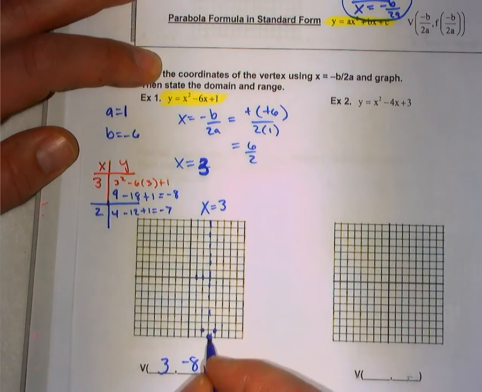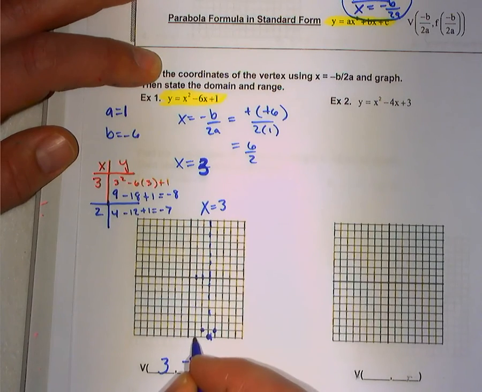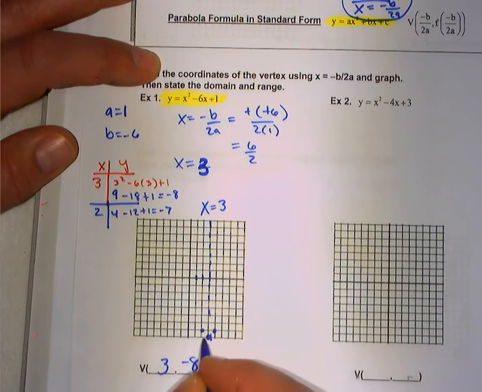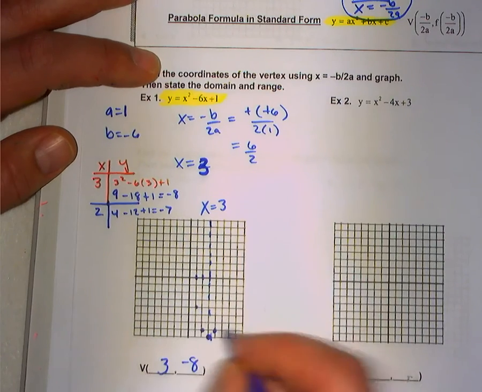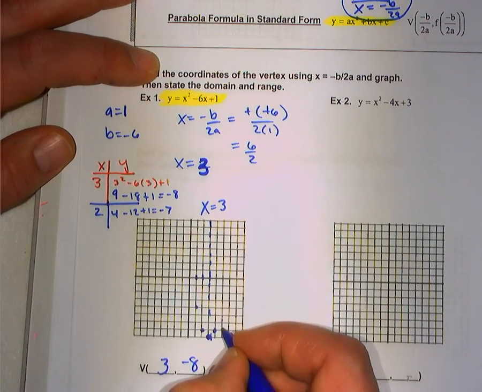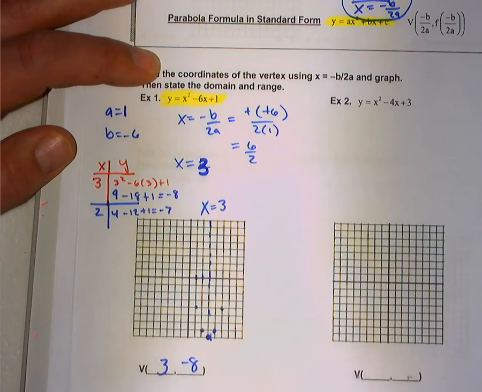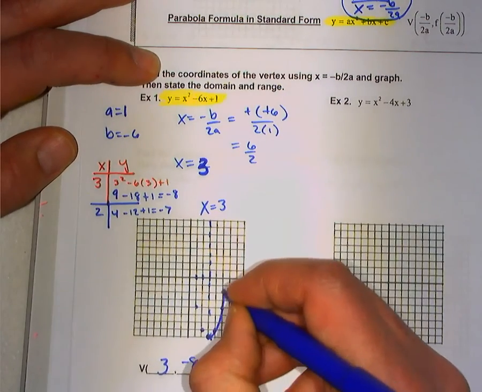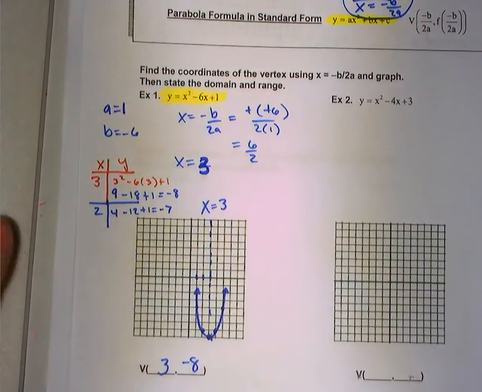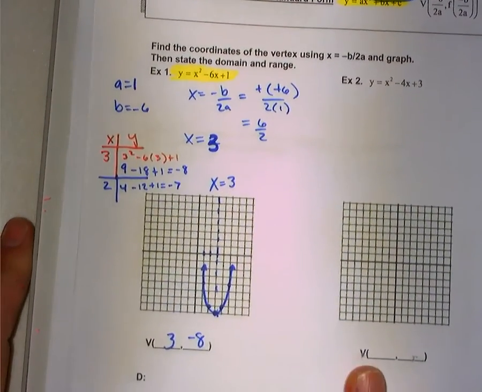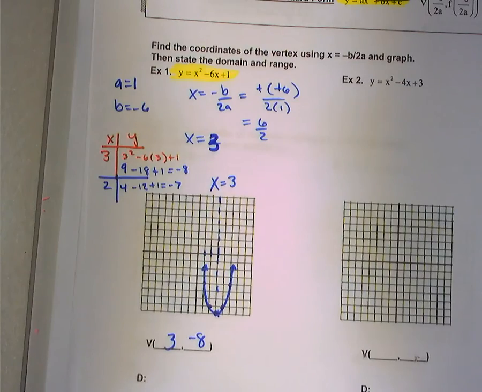Now, from the vertex, if I count over 1, 2, what's 2 squared? Because it's a quadratic, 4. So I'd go over 2 and up 1, 2, 3, 4. Over 2 and up 4. Now that gives me my nice, pretty quadratic. I do ask that you get at least 3 points: the vertex, and at least 1 on the left and 1 on the right. If you can give me 5, even better.